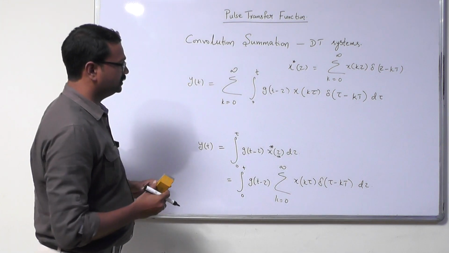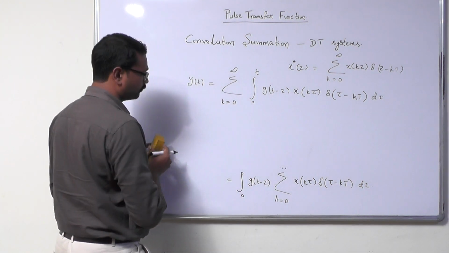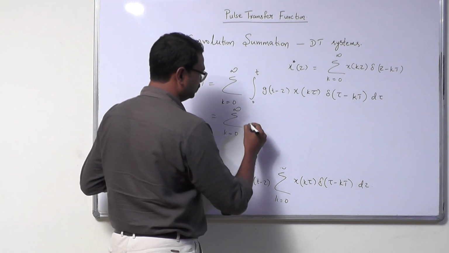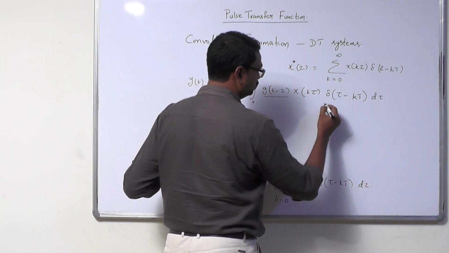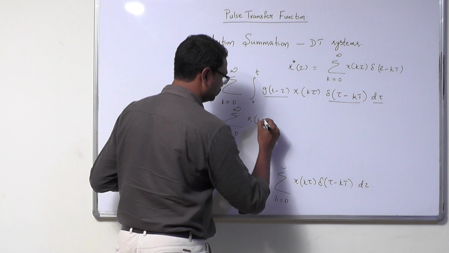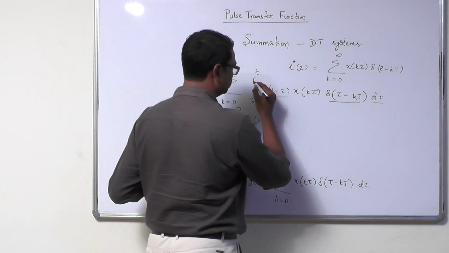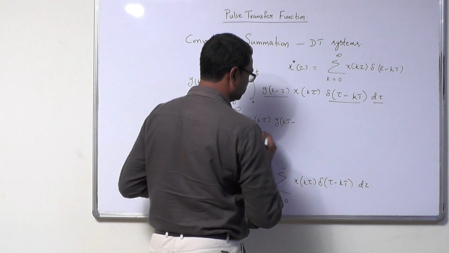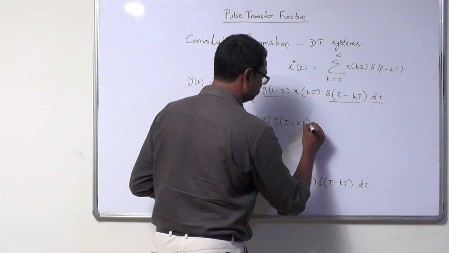Right. When you are having this relationship, we are going to replace this with sigma k is 0 to infinity, and you can see here g of t minus tau delta of tau minus kt d tau. You can have this x of k tau, and the product of these three, the integral of these three, you can make it as g of kt minus g of tau minus kt.